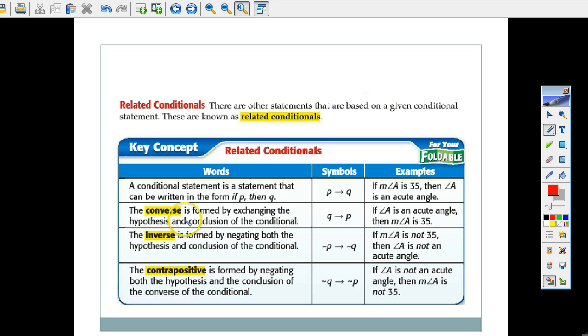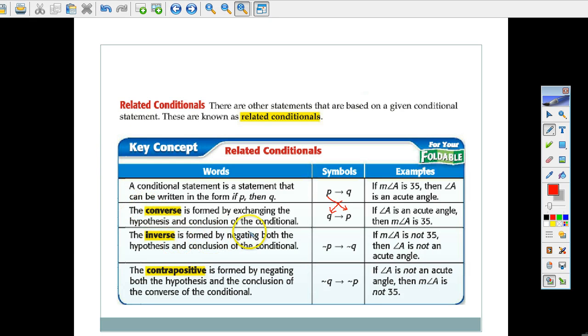A converse is formed by exchanging the hypothesis and conclusion of the conditional. That means they're switching it around. So now Q becomes the condition, and P becomes the conclusion. So now, if angle A is an acute angle, then measurement angle A is 35. Okay, so they're switching it around.